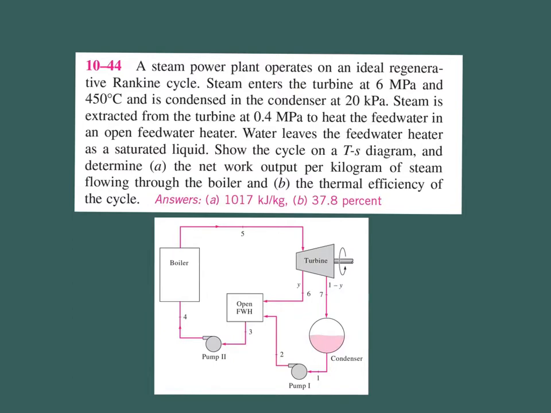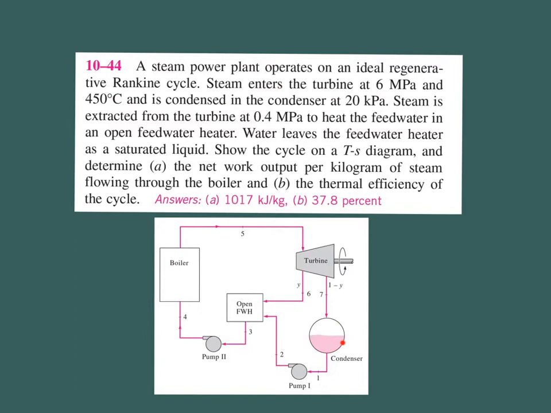schematic diagram, you will see that you have a turbine here. So the steam enters the turbine at 6 megapascal. So at the inlet to your turbine, the pressure would be 6 megapascal, and the temperature of the steam is already at high temperature, which is 450 degrees C. And it's condensed in a condenser at 20 kilopascal. So this is your condenser, and the pressure is 20 kilopascal.